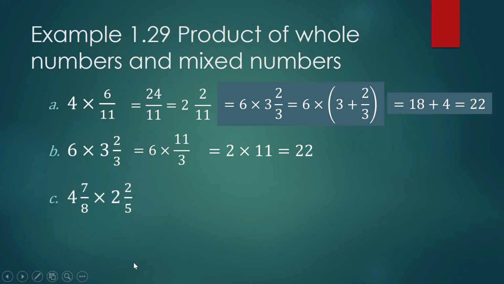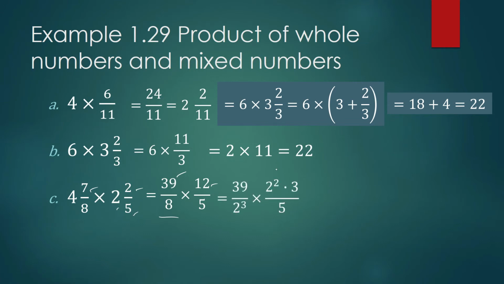How about this one? Let us write them first as improper fractions. 8 times 4 is 32 plus 7 is 39. 5 times 2 is 10 plus 2 is 12. And then let us divide common factors. 12 is 4 times 3 and 4 is 2 squared. 8 is 2 cubed. So 2 squared divided by 2 cubed is 1/2. 39 times 3 is 117, and then you have a 2 here. 2 times 5 is 10. And this one is equal to 11 and 7/10.